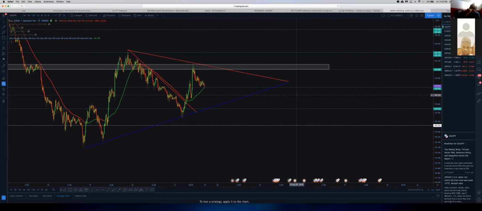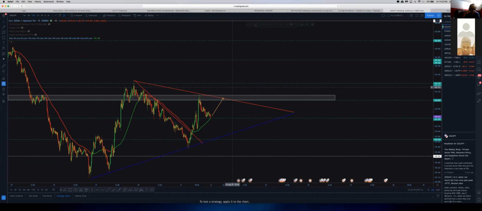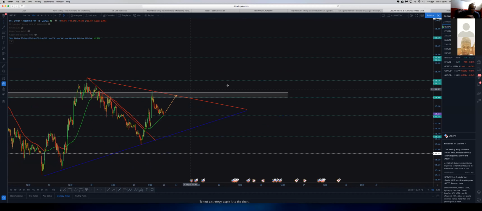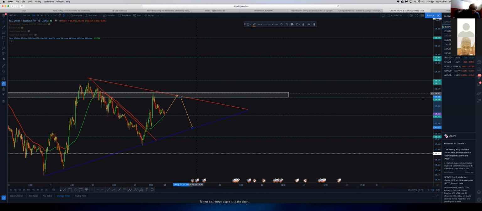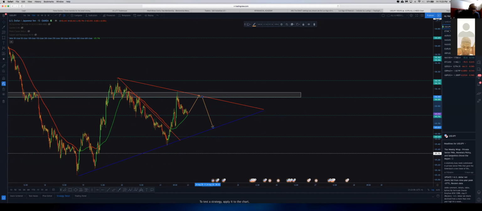And we could easily see this happen right back to this key level, possibly back down. This is a wait and see. It's not solid. Anyway, I'll leave that alone for now.